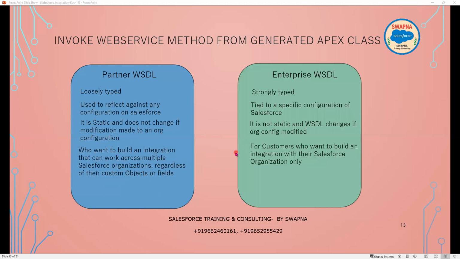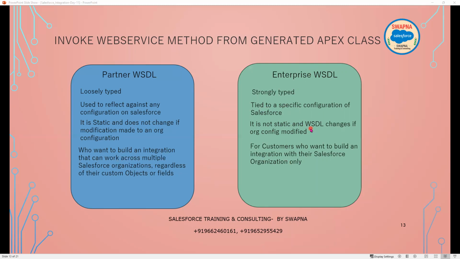Whereas the enterprise WSDL is strongly typed. It is tied to the specific configuration of the Salesforce org, right? So whatever the Salesforce changes are, it is tightly bound. That means exactly the configuration will be present in the enterprise WSDL. And whatever changes are made to the configuration, it is not static. The WSDL changes if the org configuration is modified. You will see the differences there. It is not a static file.